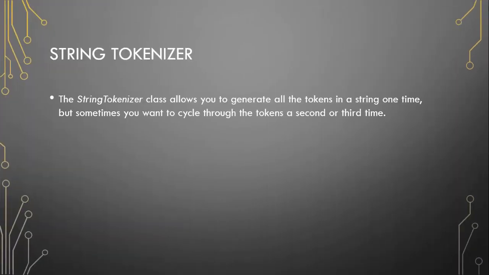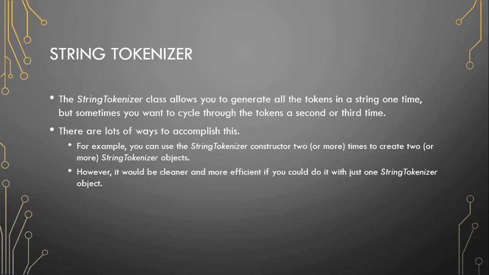All right, so string tokenizer. The string tokenizer class allowed us to generate all tokens in a string one time, but sometimes we want to cycle through the tokens a second or a third time. There are lots of ways to accomplish this. For example, you can use the string tokenizer constructor two or more times to create two or more string tokenizer objects. However, rather than having to code that out each and every time, it would be cleaner and more efficient if we could just use one string tokenizer object. Obviously, you might be thinking of how this could be done. Sounds like a job for a loop, because we want to be able to do things over and over again.